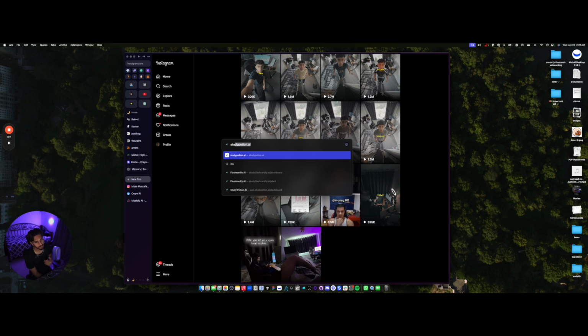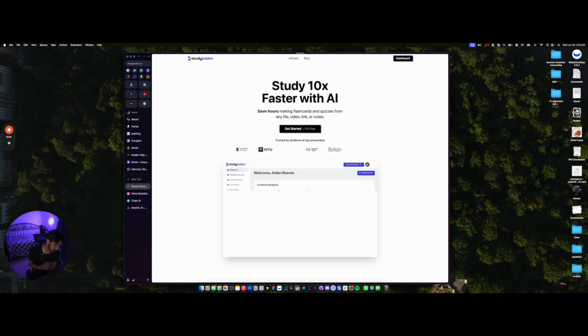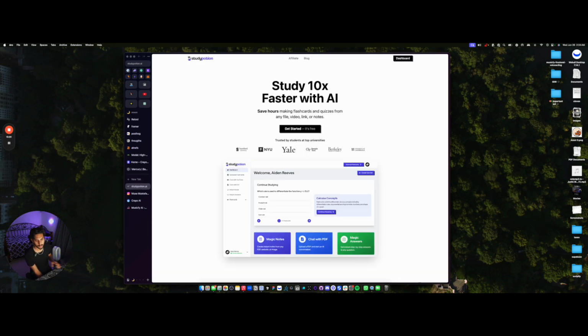This was originally called Flashcardify. It was making $0, or like $10 or $15, something like that. Nothing noticeable. So I bought out the company and I rebranded it. The company is now called Study Potion. Holy fuck, that was bright.